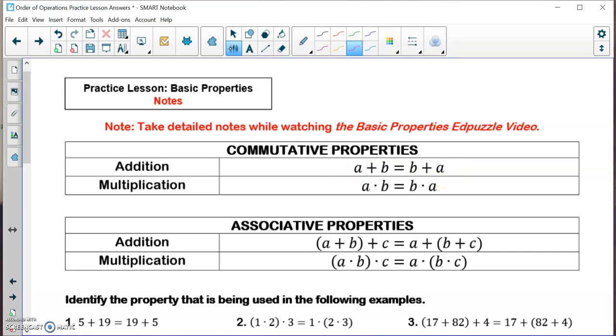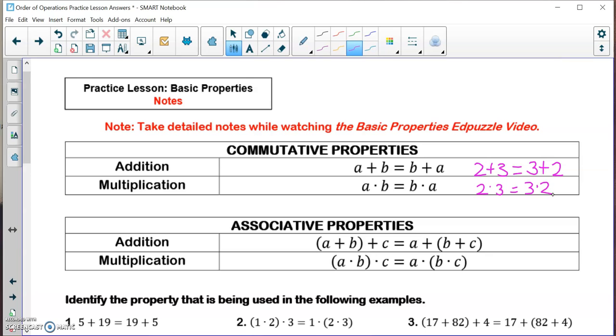For example, I'll show you. If I do a 2 plus a 3, that's a 5. That's the same thing if I do a 3 plus a 2. That's also a 5. Same thing with multiplication. If I do a 2 times a 3, that's a 6. And if I flip the order around, if I do a 3 times a 2, that's also a 6.